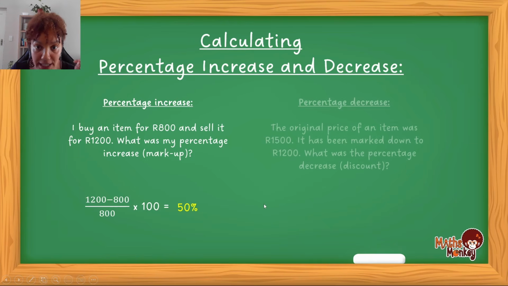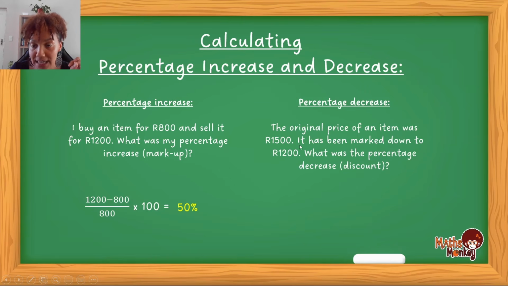Let's look at percentage decrease now. So again, the original price of an item was 1,500 Rand. It has been marked down to 1,200 Rand. What is the percentage decrease? So again, we always start with calculating the difference between the two, and then in the denominator we write down whichever value came first. In this case, it says the original price of an item was 1,500, so that's the value that comes first.